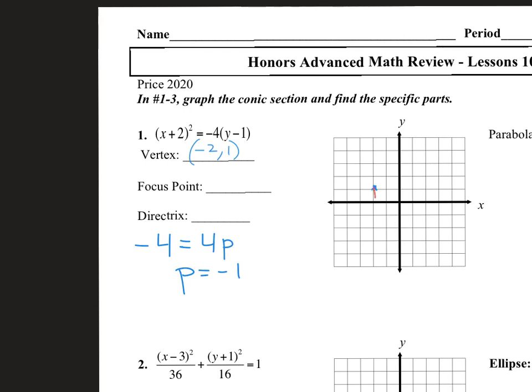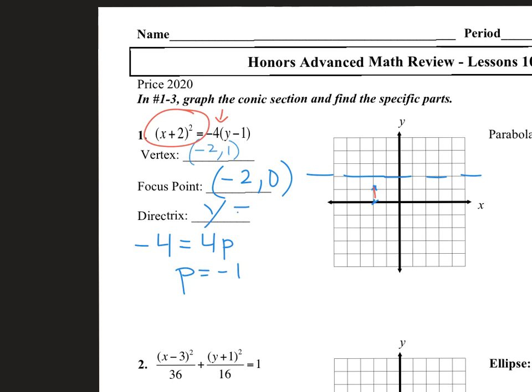This parabola, I forgot to mention, has x squared, which means our parabola is going to open up or down. And this is a negative, so we know for sure that our parabola is opening down. So if we go down 1 for the focus, our focus would be right there, and that is at the point (-2, 0). And our directrix would go in the exact opposite direction, 1 up from that.